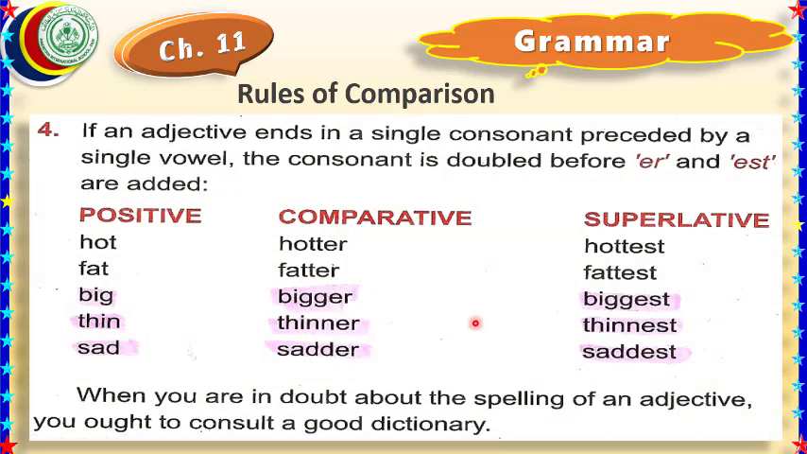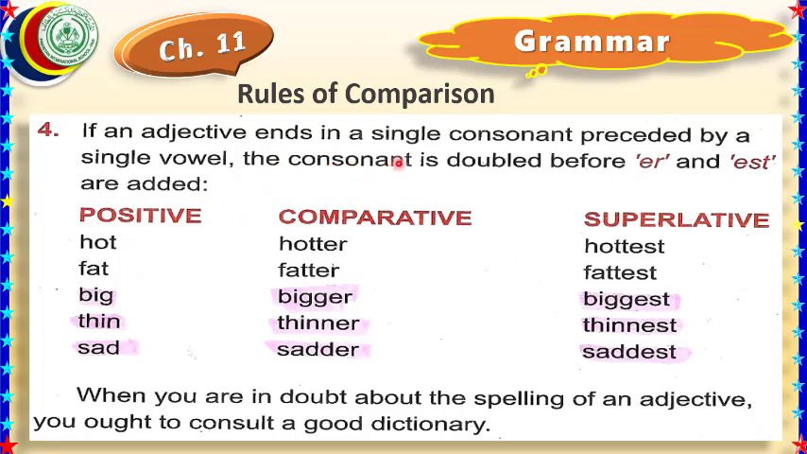Yes, students, if an adjective ends in a single consonant, preceded by a single vowel, the consonant is doubled before ER and EST. Hot, hotter. This T, dear students, there are alphabets A, B, C, D. Vowels are A, E, I, O, U are called vowels. All other letters are called consonants.